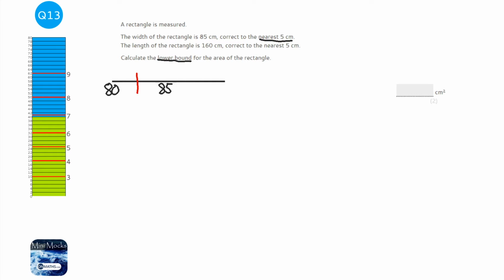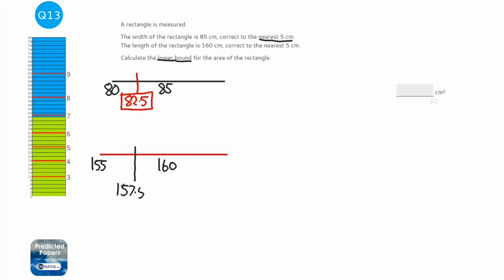Now, the next thing is to work out what the cutoff point was. Why was it rounded to 85 and not 80? At what point did it need to be higher then? Well, the point at which it needs to be higher is halfway between the two, which is 82.5. So that's our lower bound for the 85. Then just repeat the process for the 160. So we've got 160 in the middle. And the next one down would have been 155. And then when we draw the line, well, it's going to be 157.5.